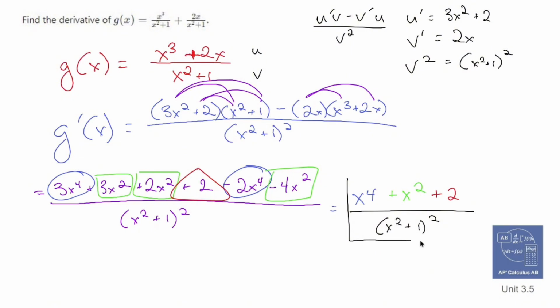So we gave it a shot. We gave it the old college try. Found out that, nah, it's just going to be regular quotient rule with gross stuff attached to it. So there you have it.